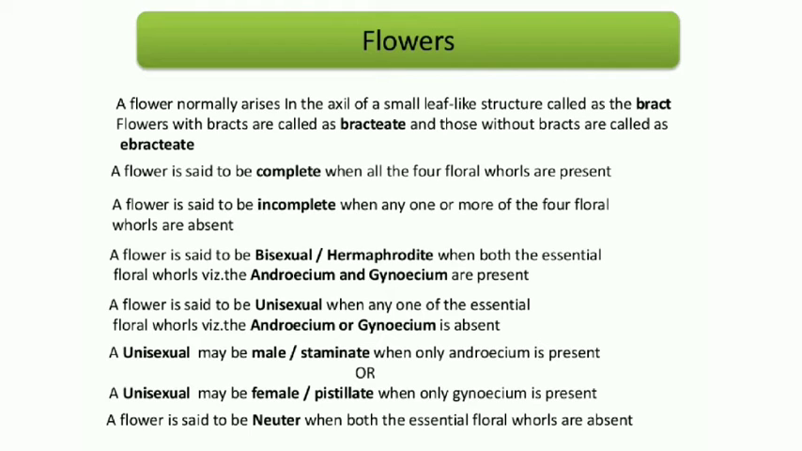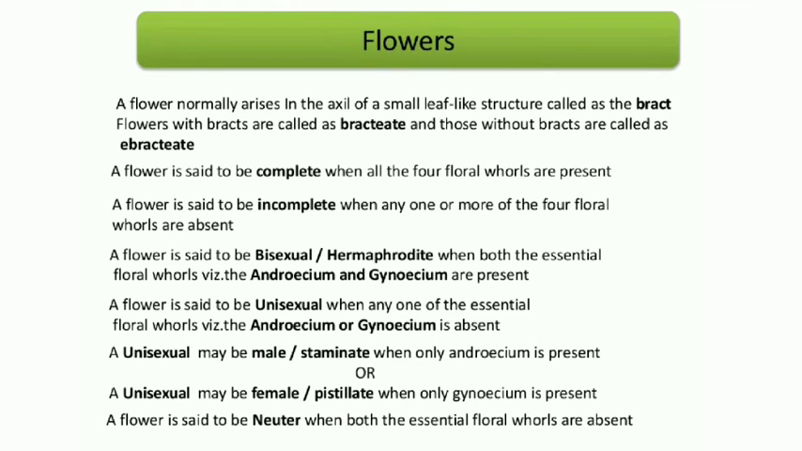So we got the idea: when androecium and gynoecium both are present, it is bisexual. When only one of androecium or gynoecium is present, it is unisexual. When androecium is present, it is called staminate. When gynoecium is present, it is called pistillate. When both are absent, it is called neuter, right.